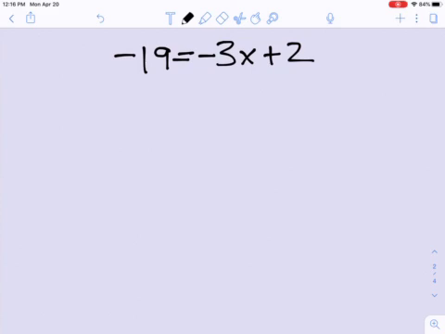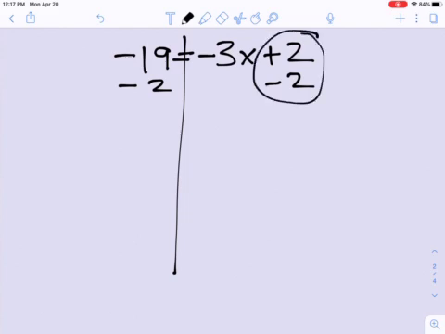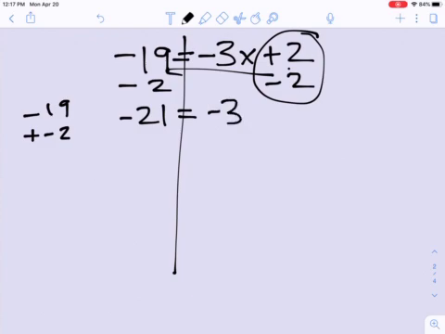All right, so the variable's on the other side, which is okay. It can be wherever it wants to be. So let's just leave the variable there, and then let's get rid of the 2, because it's the cows and chickens thing. We want the numbers all together, and we want the variables together. So let's subtract 2 from this side, like what I set up here. And because I did it here, I'm doing it right over here. So negative 19, think of this as negative 19 plus negative 2. So that would give me negative 21 equals negative 3x.